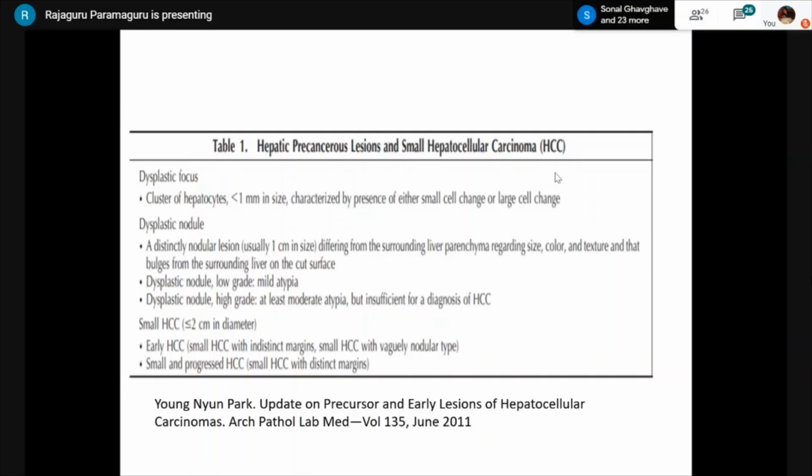Let me go one by one. So first, let's go with Dr. Navanita Das. She has two questions. First, she says, so a well-defined mass may not be present in a case of LCH. Definitely, it might not be presenting as a well-defined mass. You are right.